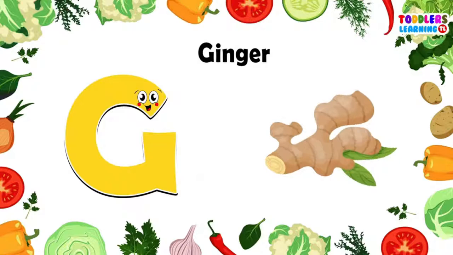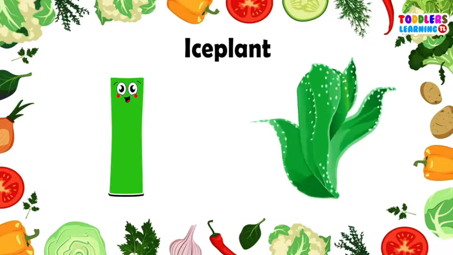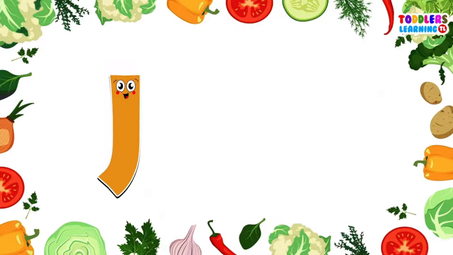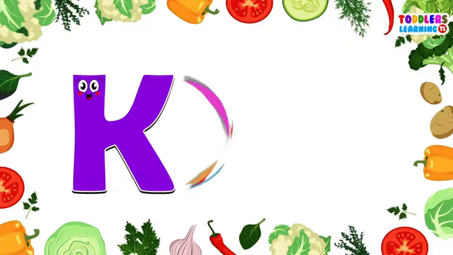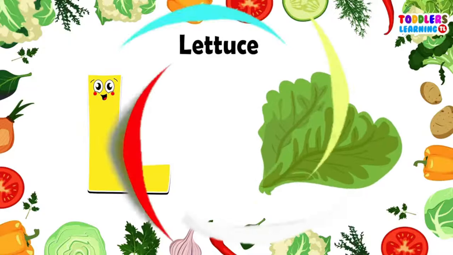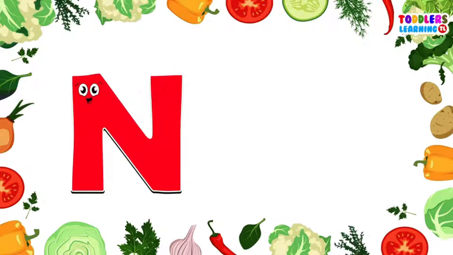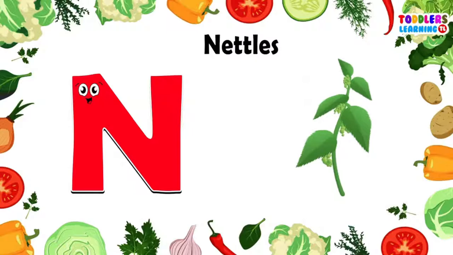H for horseradish. I for ice plant. J for jalapeno. K for kale. L for lotus. M for mushroom. N for nettles. O for olives.